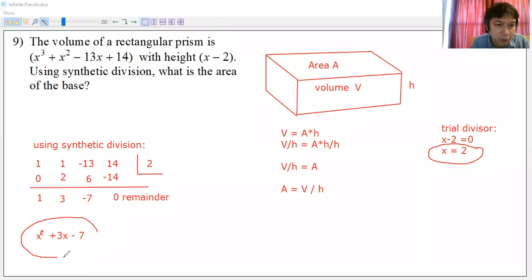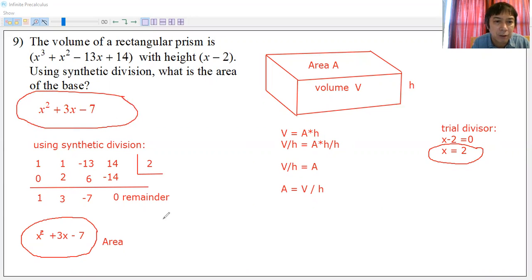And this is our supposed area. This must be the resulting area. Let's check and verify from the computer. There, x squared plus 3x minus 7. You can see the answer over here, confirming our answer. So this must be the correct area.